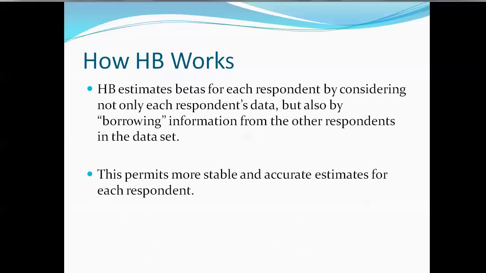Now, this often occurs in data like conjoint analysis or volumetric choice, but there are other situations as well in market research data. Now, how hierarchical Bayes works is it estimates betas for each respondent by considering not only each respondent's data, but also by borrowing information from the other respondents in the data set. And this permits more stable and accurate estimates for each respondent, whereas before we wouldn't really think that we had enough data at each individual to stabilize them. With that introduction, I'm going to go ahead and introduce how to use the software.